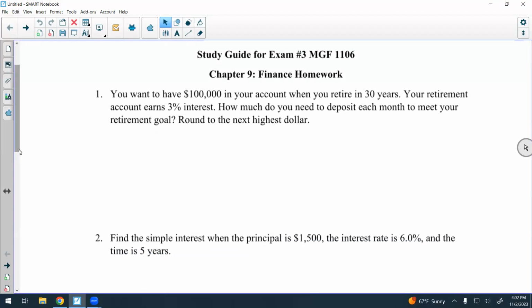You want to have $100,000 in your account when you retire in 30 years. Your retirement account earns 3% interest. How much do you need to deposit each month to meet your retirement goal? Round to the next highest dollar. So what kind of problem is this?